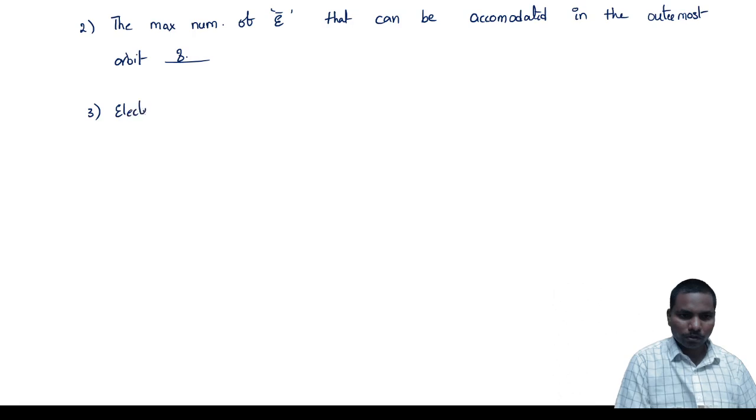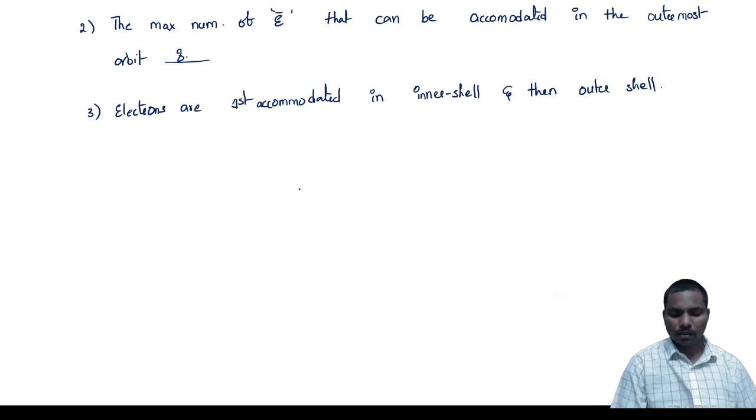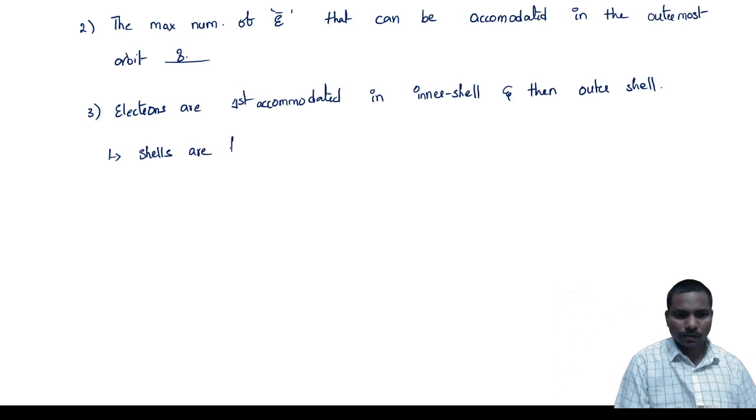Third point, note down. Electrons are first accommodated in the inner shell and then the outer shell, that means the shells are filled stepwise.